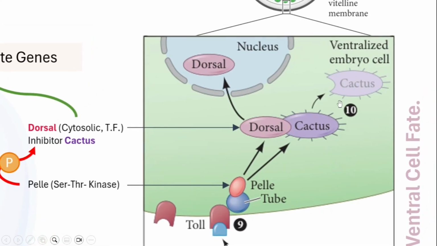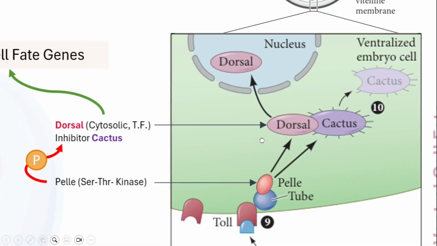In the cytosol we have a protein complex which is dorsal, and this dorsal is inhibited by cactus. So there is a dorsal-cactus complex, and as long as these two proteins are together, the dorsal protein cannot act on its own. It will be inhibited. So this Pelle is a serine threonine kinase. It will phosphorylate the cactus protein, and it will phosphorylate the dorsal protein. When cactus is phosphorylated, it will be released from the dorsal protein and it will move away. And when the dorsal protein is activated, it can move to the nucleus and act as a transcription factor.